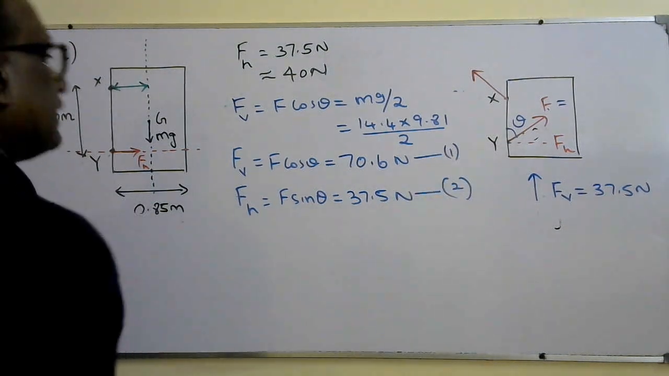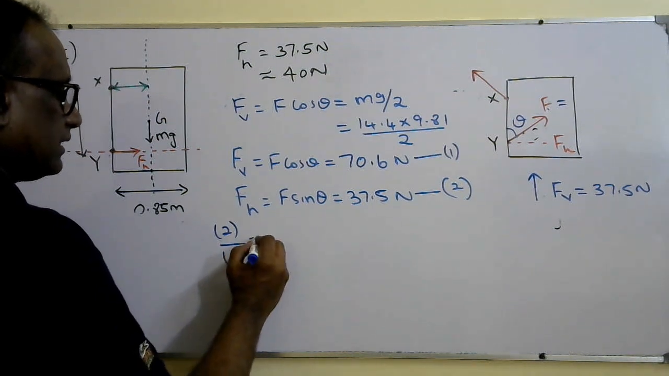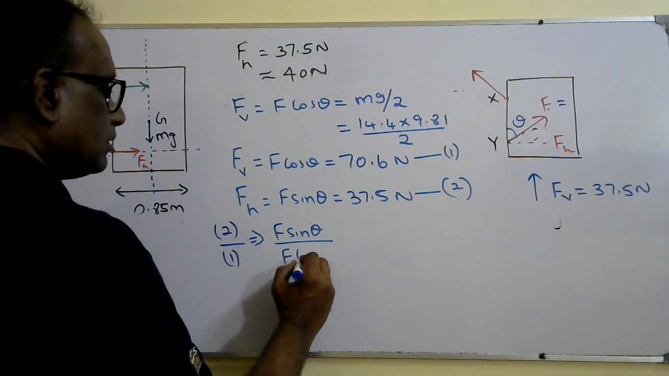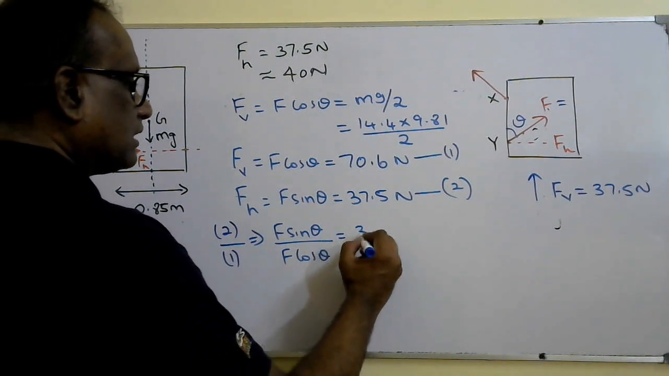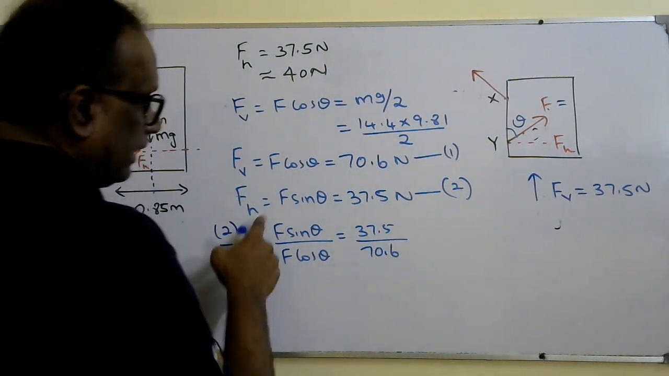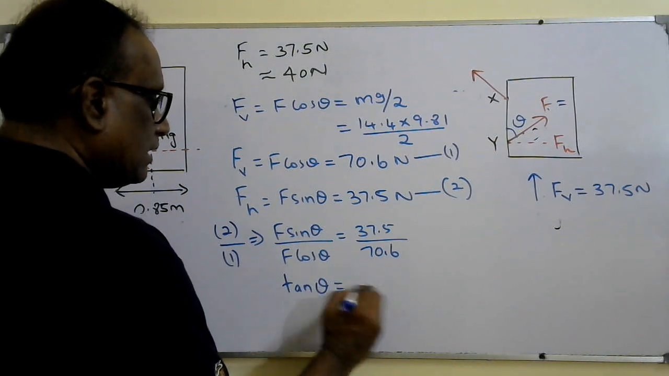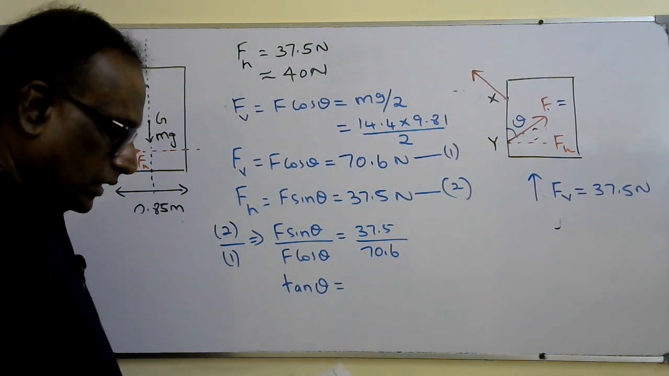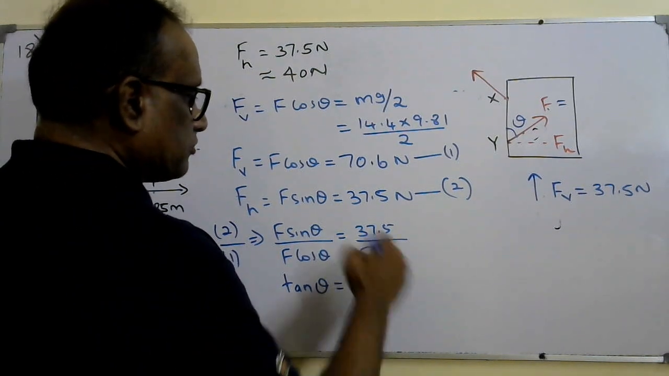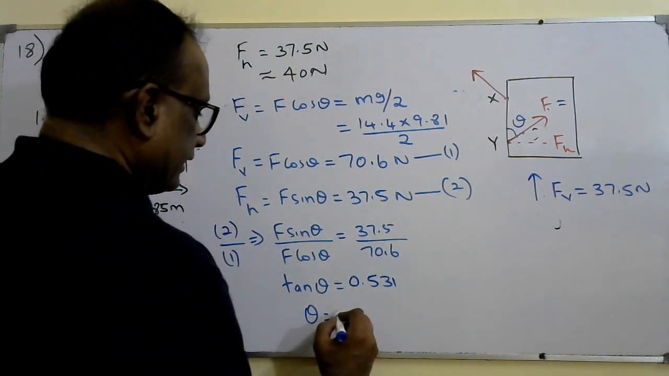So divide the second equation by the first equation. F sin theta over F cos theta equal 37.5 over 70.6. F will get cancelled. Sin theta over cos theta is tan theta. Tan theta will be equal to 0.531. To solve this, theta is equal to 28 degree.